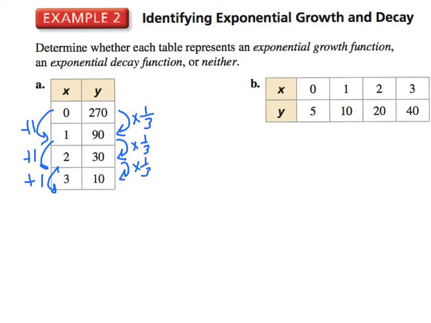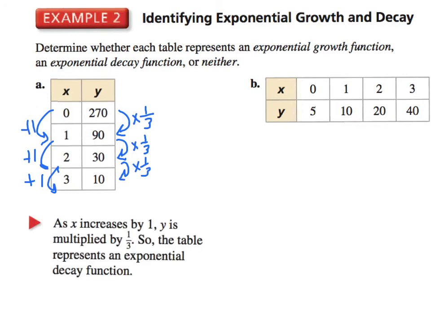So what does that mean? That means that as x increases by 1, y is multiplied by a third. So the table does represent an exponential decay function. Why is it decay? Because y is being multiplied by a third, which means it gets smaller. It's decay, it goes down.